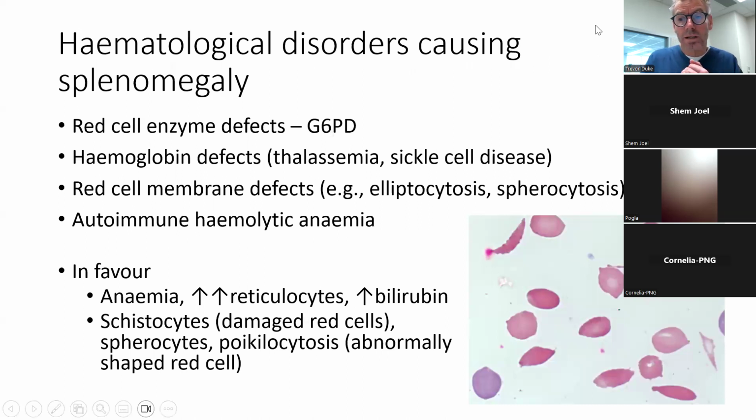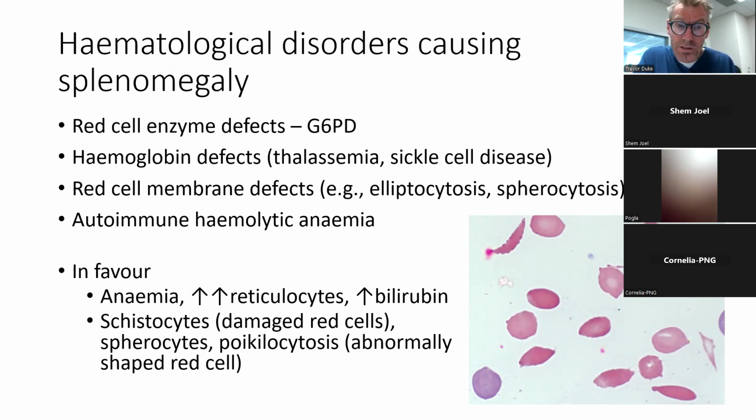So we've talked about malaria causing splenomegaly and hypersplenism. We've talked about other infections like Epstein-Barr virus, particularly glandular fever, and bacterial infections, and splenic abscesses, both microabscesses from TB and splenic abscesses from just other bacterial infections. But there are other disorders that can also cause splenomegaly, and one is any one of the hemoglobinopathies or red cell defects.